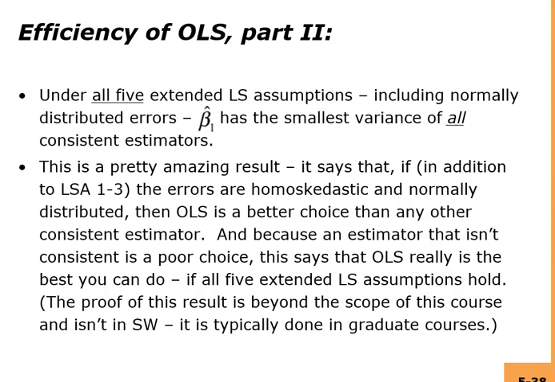And this is an amazing result because if the errors are homoskedastic and normally distributed, then OLS is actually a better choice than any other consistent estimator. So basically you don't have to deal with any other sort of advanced regression analysis if all 5 of these assumptions actually hold for your data. But if any of these assumptions is violated, then you have to either use some other regression technique, or you at least have to use heteroskedasticity-robust standard errors.